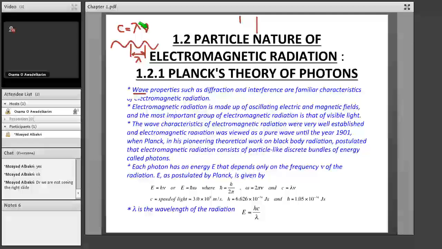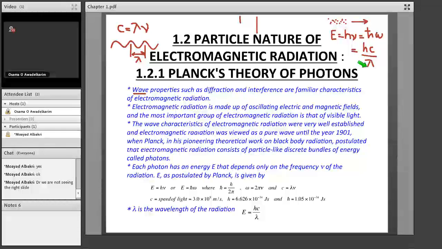Also, we can think of electromagnetic radiation as particles moving. Each one of these particles is called a photon, and the energy of the photon is equal to h, Planck's constant, times nu, or the reduced Planck constant, h bar, times omega, or h c over lambda. All of these give us the energy of the photon.